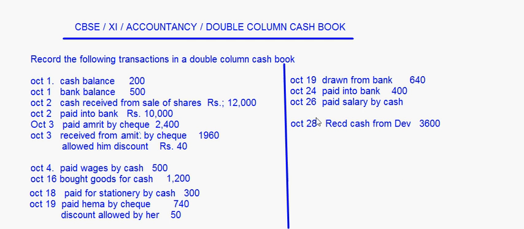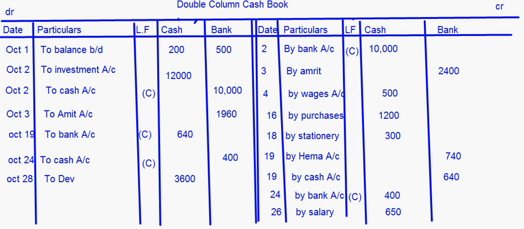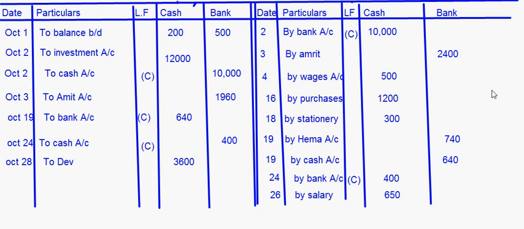Now these are the transactions that we have taken here, and all the transactions have now been entered into the double column cash book, right? Now we will come to the balancing, right? Now as far as the cash book is concerned, it will always have a debit balance, so the total of the receipt side will always be more, right? So first of all, let's total the debit side here for both, right?